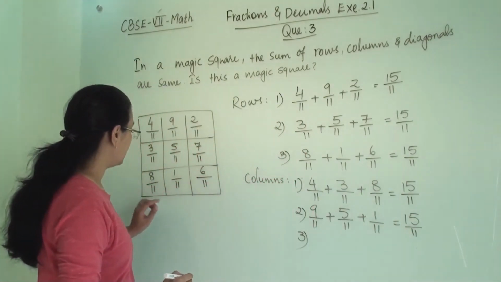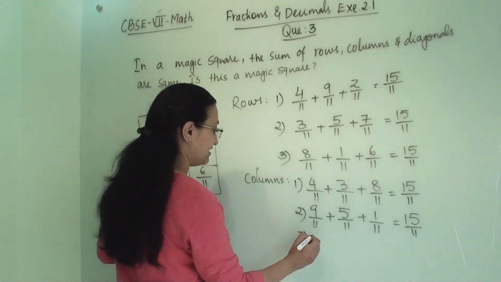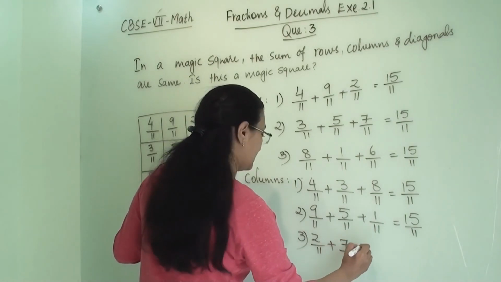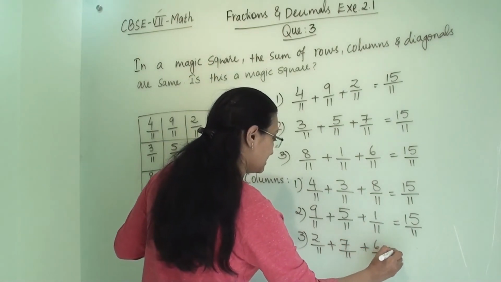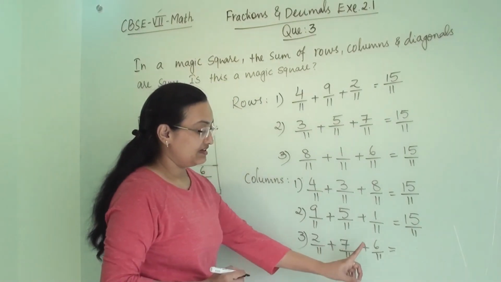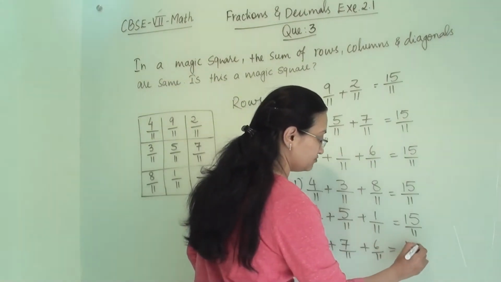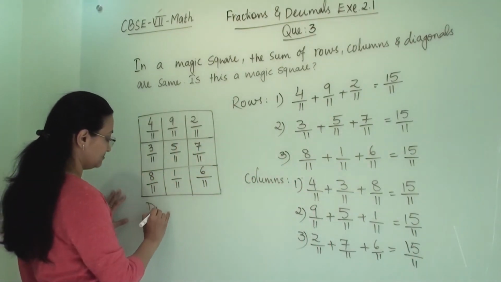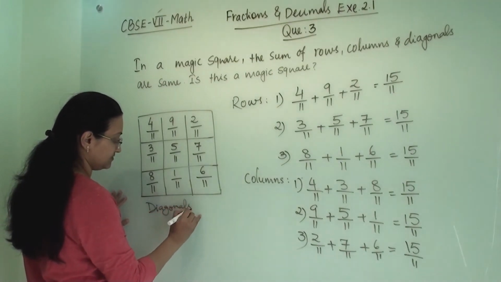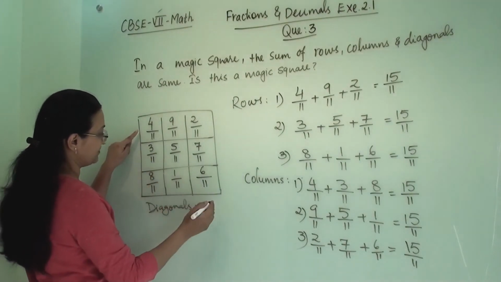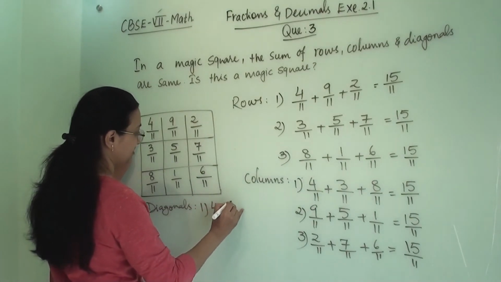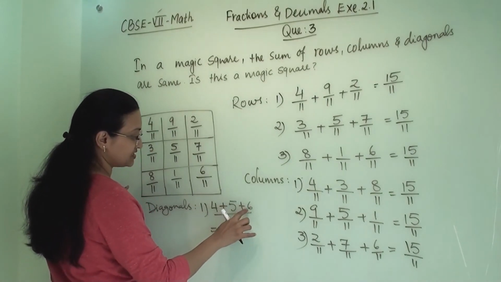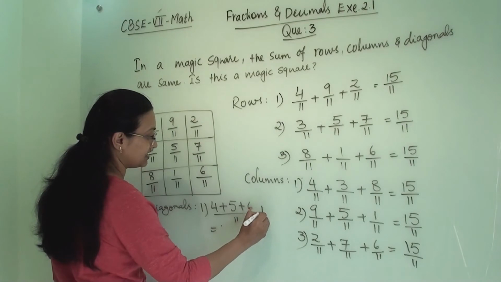Now the third and last column: 2 by 11 plus 7 by 11 and 6 by 11. 2 plus 7, 9. 9 plus 6, 15. So 15 by 11. Now 2 diagonals are remaining. So here the first one, this 4 plus 5 plus 6 by 11. 4 plus 5, 9 plus 6. So 15 by 11.